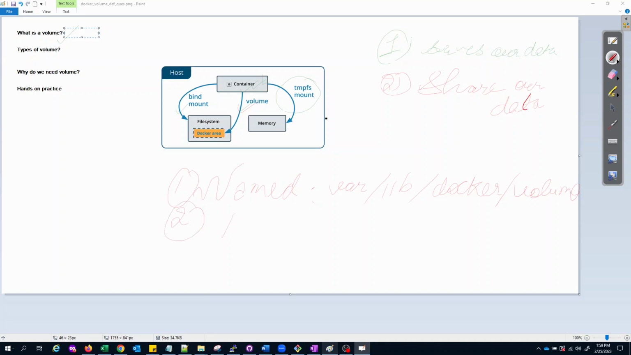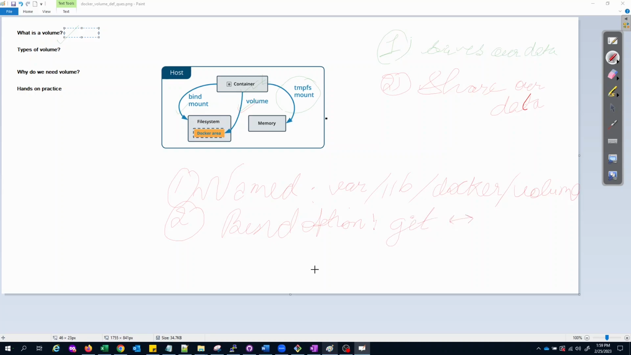Versus in the bind mount, the second option, this is where we can decide where our data is going to reside. This is especially useful if we are importing our data or cloning our data from a Git repository. Again, we'll see this in our lab.